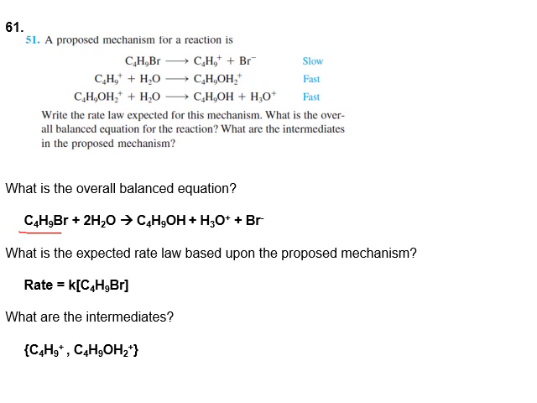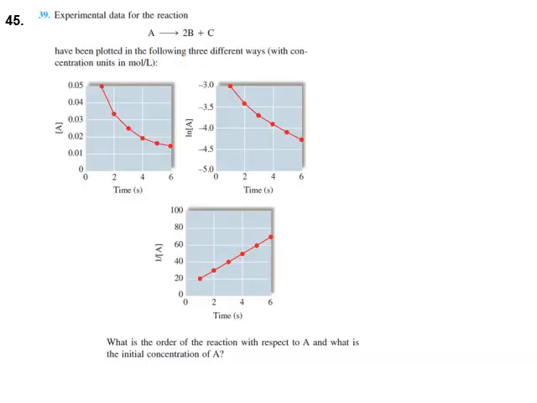So this is the same thing that we got for the overall balanced equation. This is the same thing that we got for the rate law, and the same thing that we got for the intermediates. So pause there if you want to. Next slide. All right, we have data here for the following three graphs.